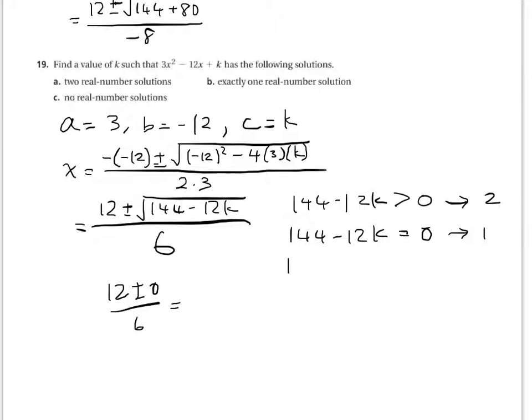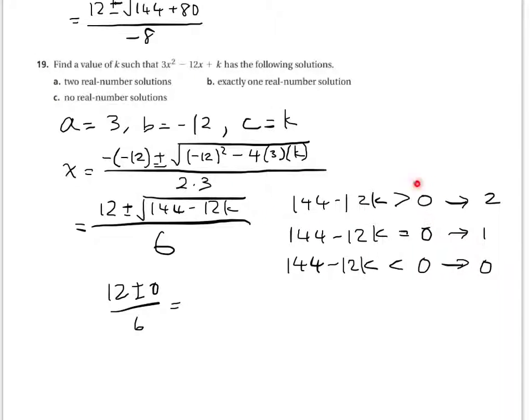But if 144 minus 12k, which is inside of the square root, is a negative number, then we have no real solution, because we're not supposed to have any negative numbers inside a square root or radical in the real number field. Okay, so if you solve these three equations or inequalities differently, you'll be able to find A, B, C.